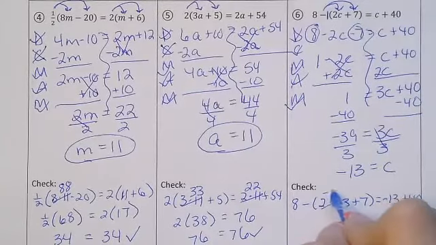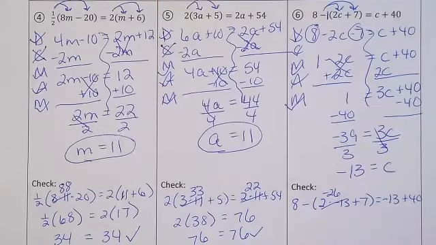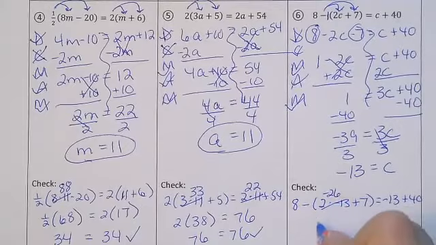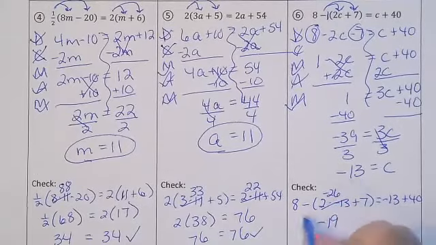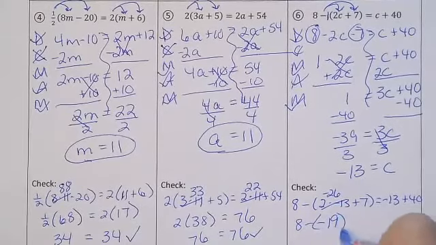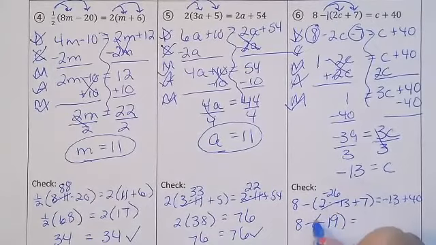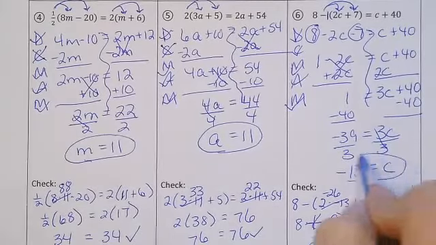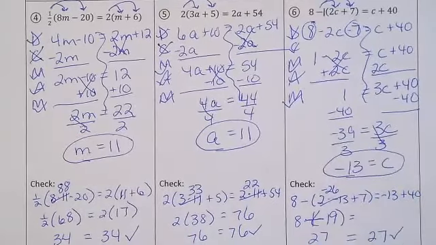2 times negative 13 is negative 26. Negative 26 plus 7 is negative 19. 8 plus 19 is 27. Negative 13 plus 40 is 27. Since they are equal, negative 13 equals C.